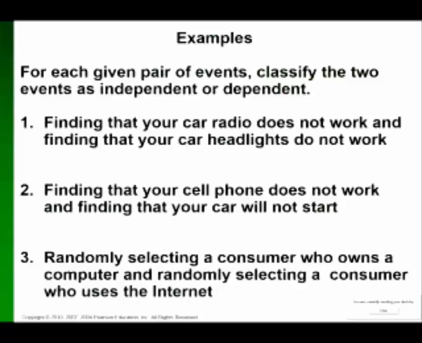Classify as independent or dependent. Now, when we were looking at classify as joint or disjoint, we were saying on one trial, can both of these things happen? If not, then they were disjoint, and if so, then they were not disjoint. Here we're talking about two trials. Can the one happening affect the probability of the other happening? If you go out to the driveway in the morning, turn the key, and your radio doesn't come on, what's your first thought?